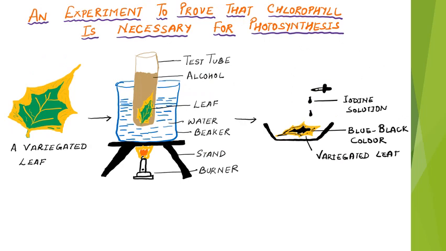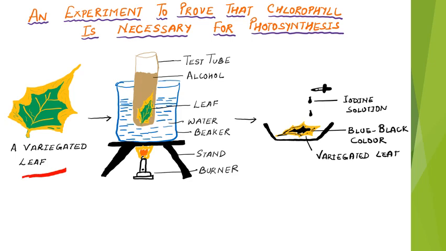Our next experiment is to prove that chlorophyll is necessary for photosynthesis. Now for this experiment, we have to take a different plant which will have variegated leaf. Now what is variegated leaf? Variegated leaf means a leaf which is having scattered form of chlorophyll.